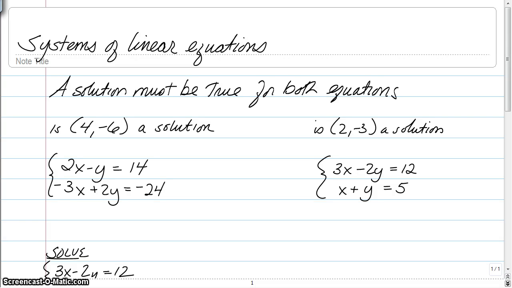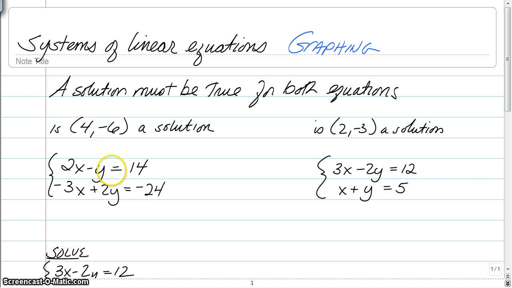Alright, quick video today on how to solve systems of linear equations. Today we are going to do it by graphing. Now, before we start, first thing you need to know is that once you solve a system, the solution must be true for both original equations. So, here's just a quick little thing.